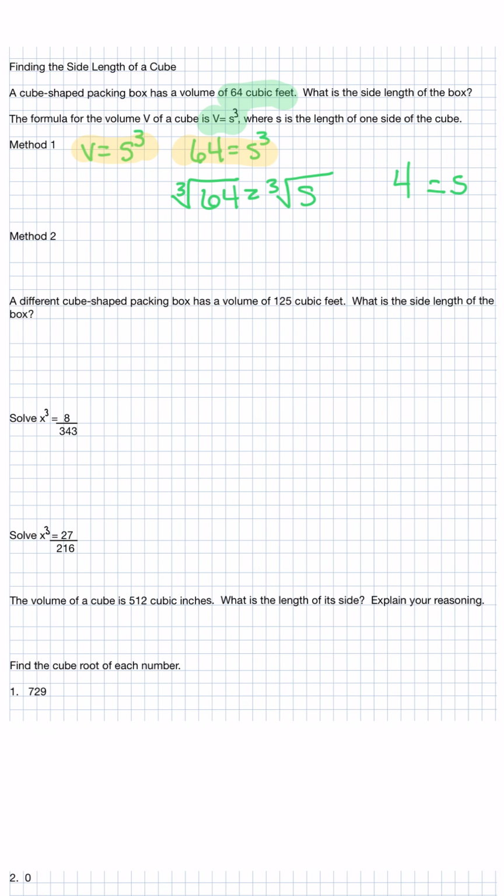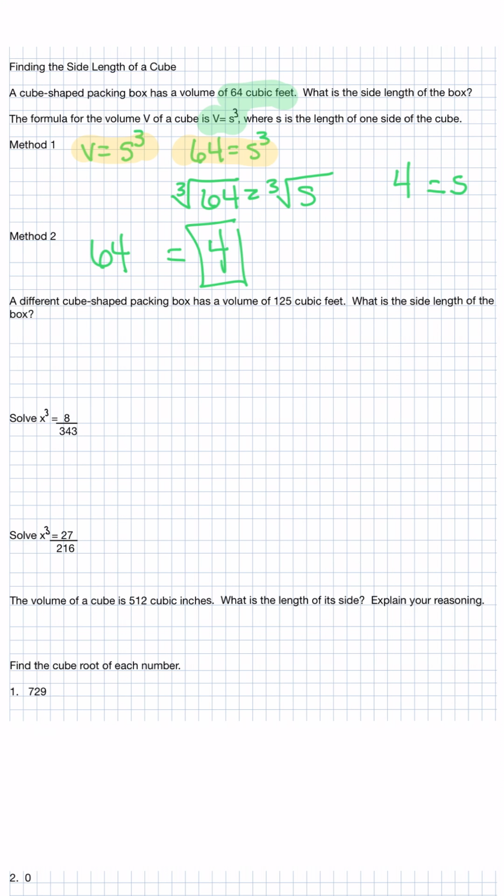The second method is you can just think of it as mental math. So if we have the number 64, what's the cube root of 64? We know from that chart up there it equals 4.